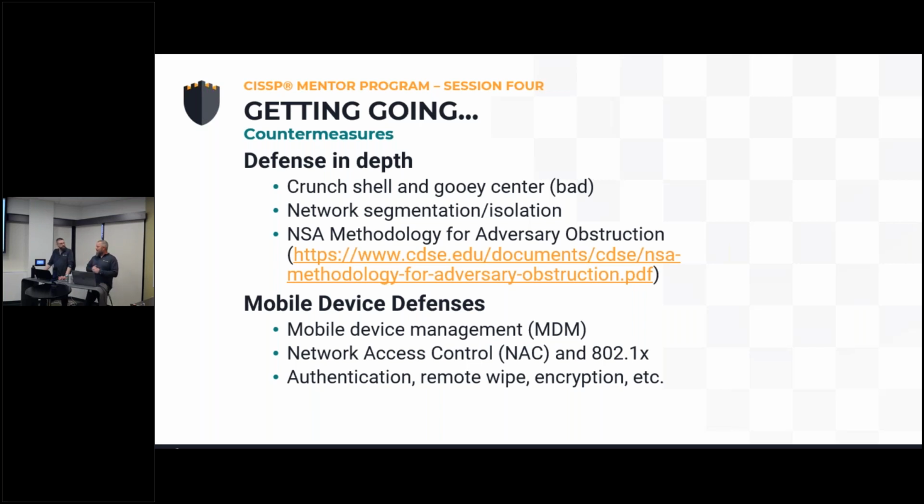So defense in depth is a strategy and it does work, but it requires work and I don't think people like to work. Mobile device defenses. So mobile devices, all kinds of products now, MDM was a big thing. It seems to have sort of fizzled out a little bit.